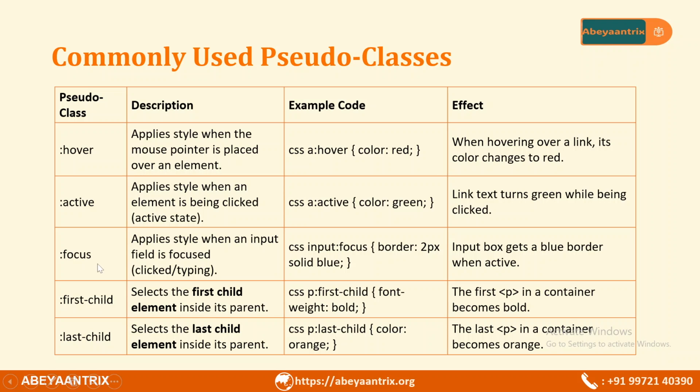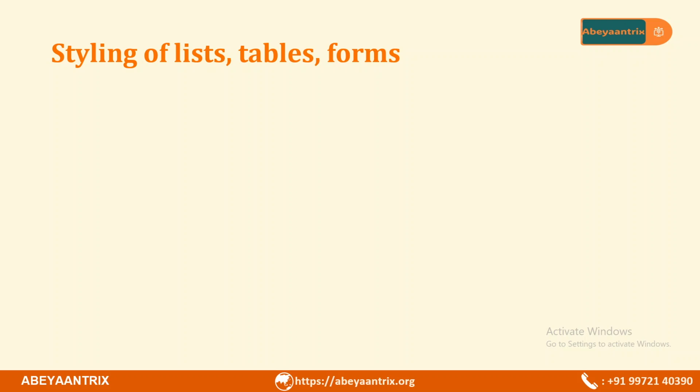Okay, so next are first child and last child. These pseudo classes target the first or last child element inside a parent container. So the first child element inside a parent, and the last child element inside a parent, you can style with different styling. Okay, so let us see the examples, then you will be able to understand properly how pseudo classes work.